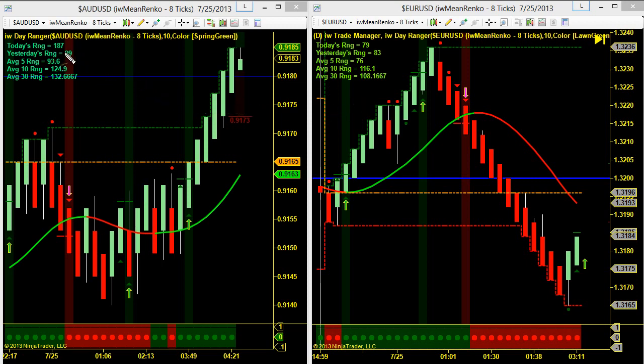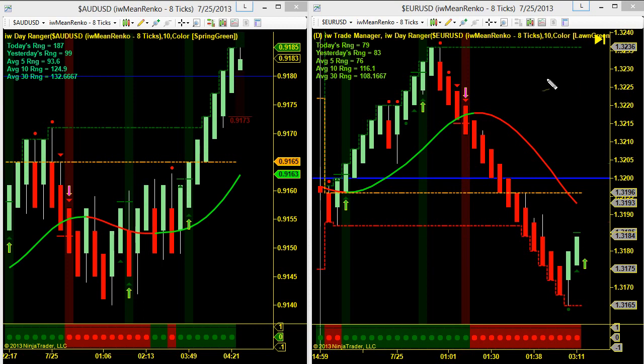As I discussed before, the information we're going to be looking for is the current day range. On the Aussie it is 187, whereas the 30-day average here is 132.6. You can see that the daily range has already exceeded the 30-day average by more than 50 pips, and to me that would right away tell me that this pair probably will not run anymore, or there's a good chance that the rest of the day's movement will be subdued.